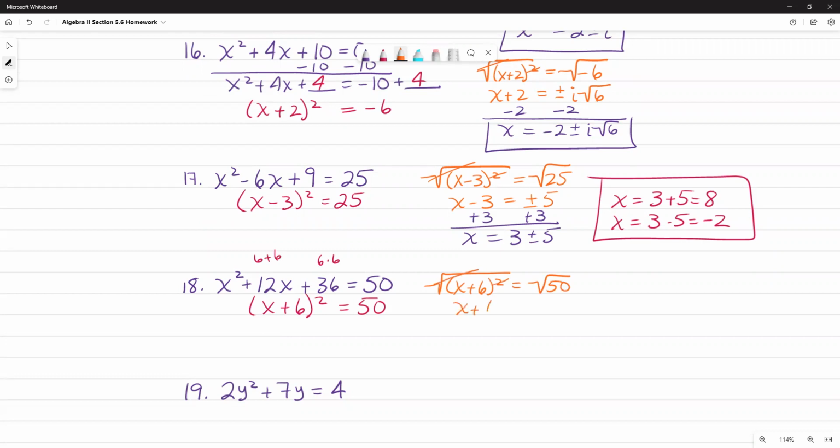Cancel out. We have x plus 6 equals, let's see, 50 is 25 times 2. So I know that the 25 can become a 5. So this is plus or minus 5 square root 2. The 2 has to stay in there. All right, and then last step, we subtract 6 from both sides. We end up with x equals negative 6 plus or minus 5 square root 2. And I am pretty sure, yep, we just leave it at that.